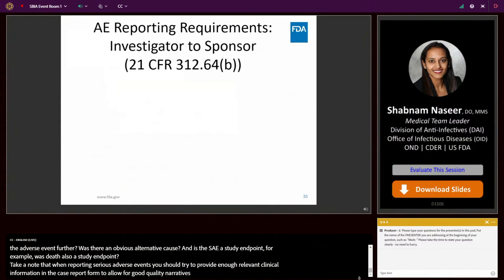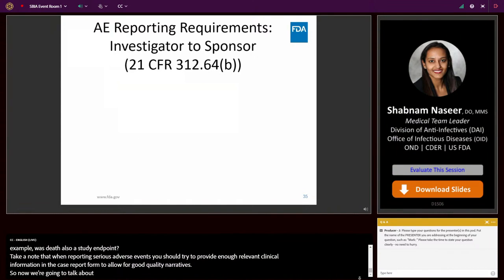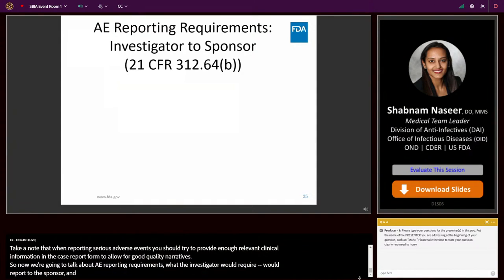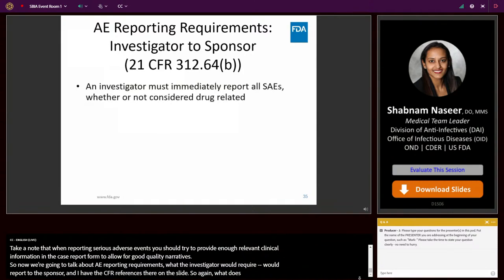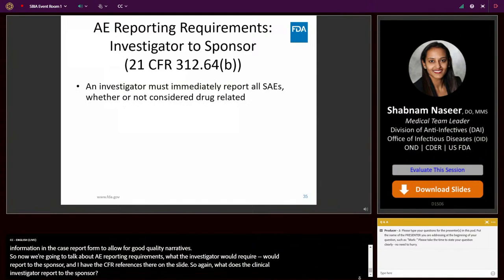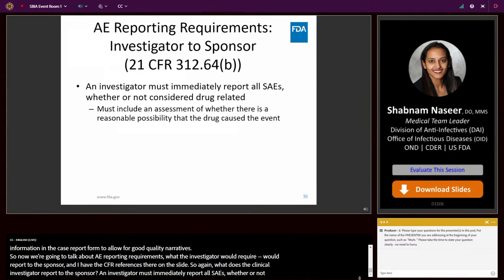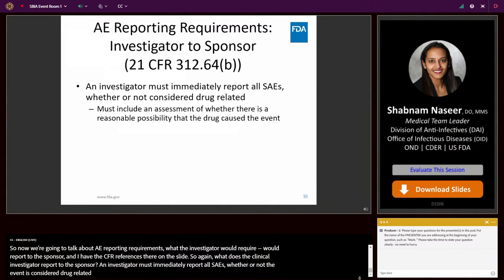So now we're going to talk about AE reporting requirements, what the investigator would report to the sponsor, and I have the CFR references there on the slide. So again, what does the clinical investigator report to the sponsor? An investigator must immediately report all SAEs, whether or not the event is considered drug-related. The investigator must also include an assessment of whether there is a reasonable possibility that the drug caused the event.